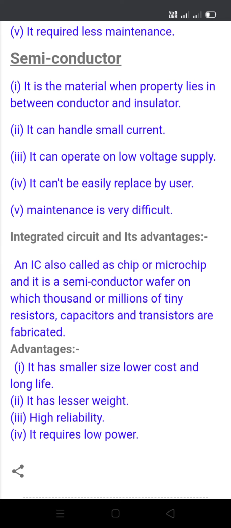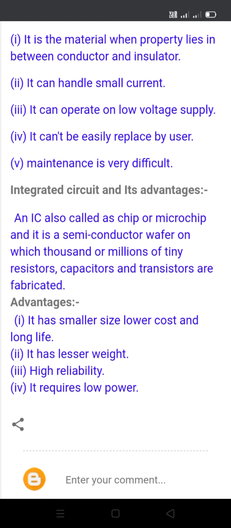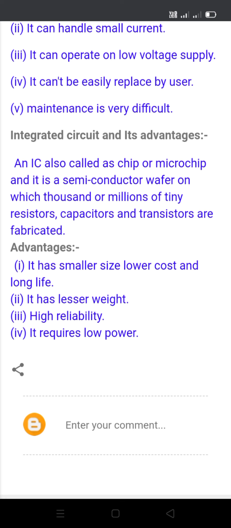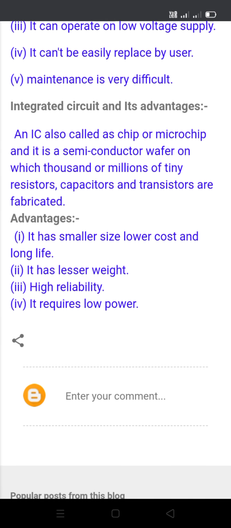Integrated circuit and its advantages. An IC, also called a chip or microchip, is a semiconductor wafer on which thousands or millions of tiny resistors, capacitors and transistors are fabricated. Advantages: it has smaller size, lower cost and long life. It has lesser weight, high reliability. It requires low power.